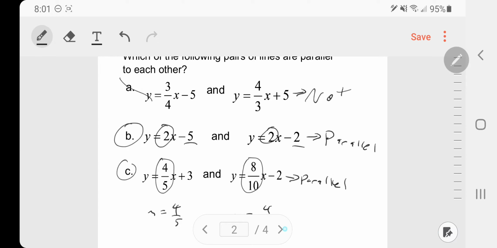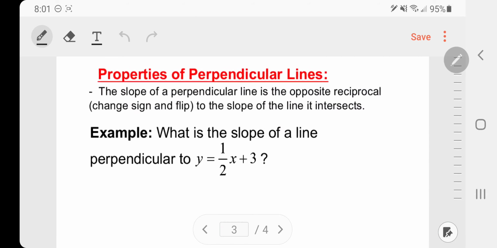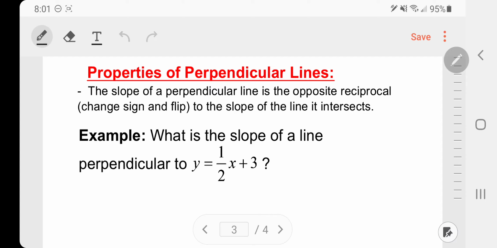All right, let's take a look at perpendicular. Okay, so properties of perpendicular lines. A slope of a line is perpendicular if they have the opposite reciprocal of one another. Okay, so what's the slope of a line that is perpendicular to y equals 1/2 x plus 2?